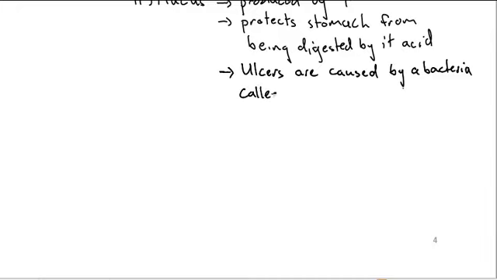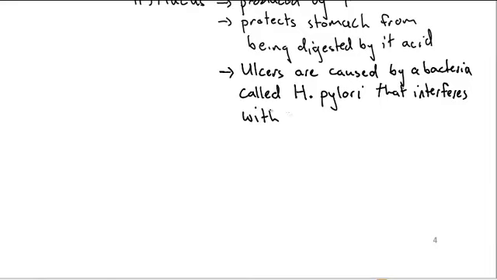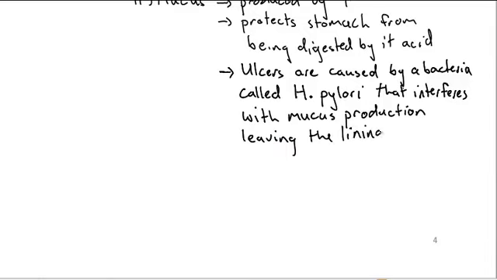called H. pylori, Helicobacter pylori, but for short we call it H. pylori, that interferes with mucus production, leaving the lining vulnerable to acid. So it starts to eat away at the stomach lining, and that's painful.